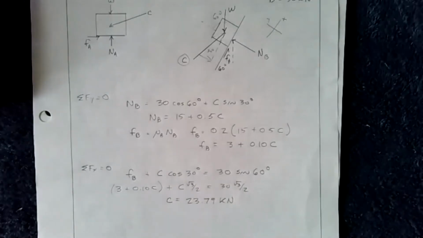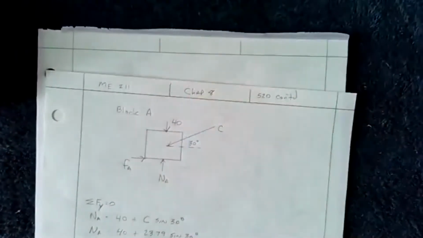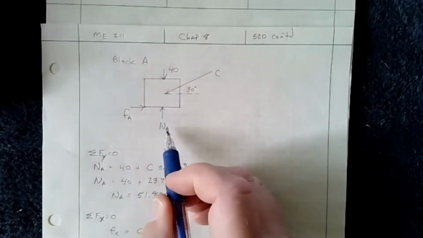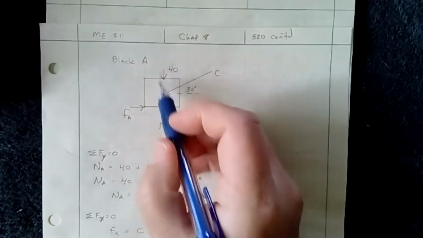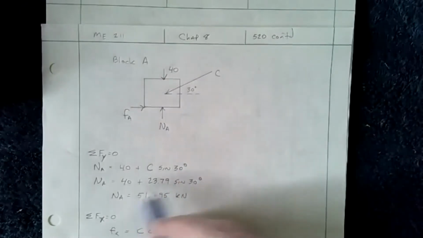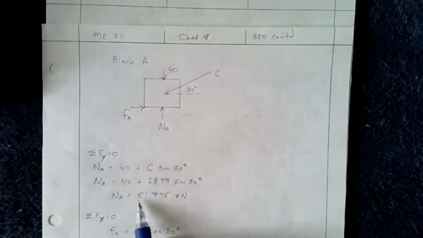And so that's the majority of the problem at that point, because now that I know C, I can come back and walk you through this part. So now I know how much C is. If I sum the forces in the Y, I know that the normal force at A has to equal 40 going down plus C sine 30. That's just a balance. I could set everything equal to 0, but I think you understand at this point it's the same thing. So I substitute in my value for C. I get a normal force equal to 51.895.